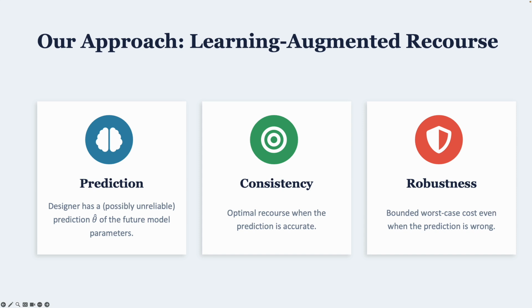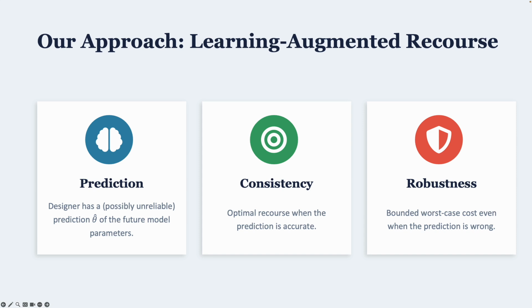In our setting, this translates to three components. First, the prediction. The designer has a possibly unreliable prediction, theta hat, of the future model parameters. This might come from knowing that a lender plans to tighten credit standards or from observing historical retraining patterns. Second, consistency. If the prediction turns out to be accurate, we want optimal recourse cost. We shouldn't pay extra for robustness we didn't need.